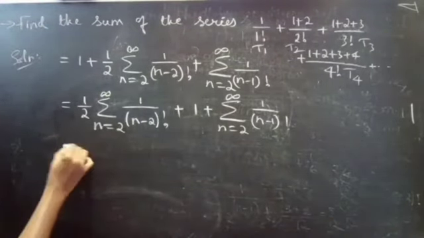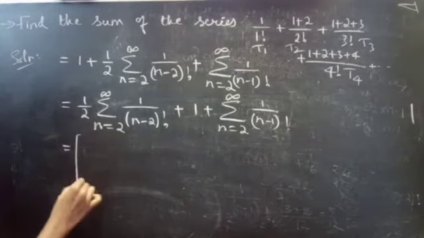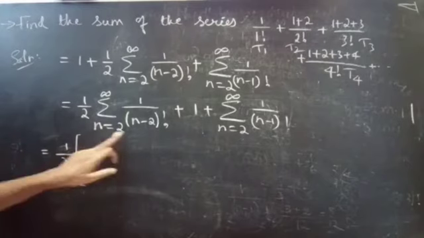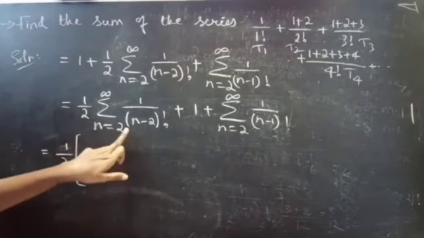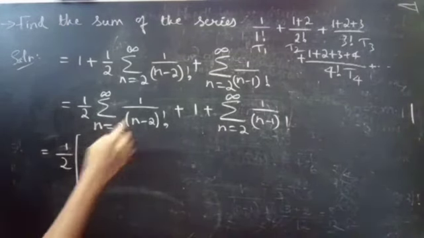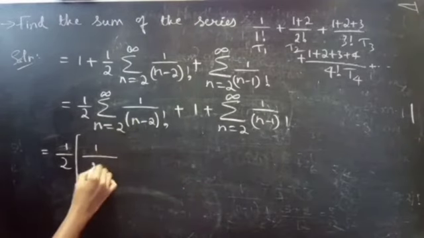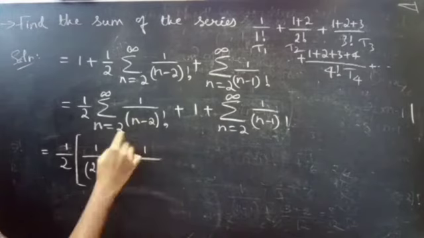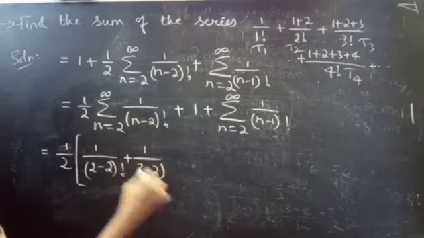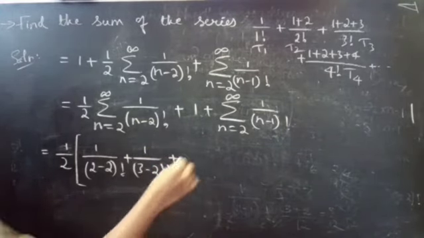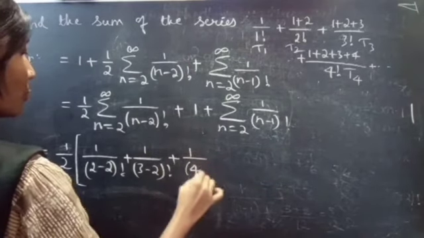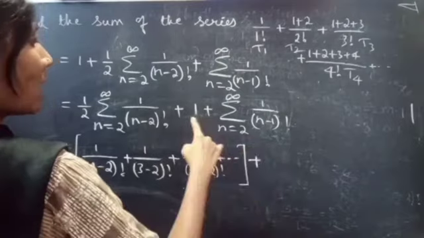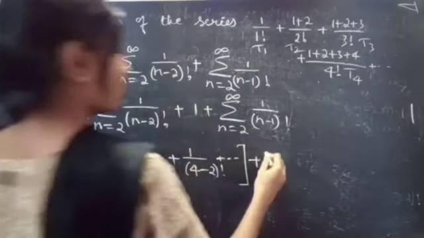So this equals 1 by 2 into, now substitute n equals 2 to infinity in this. So you'll get 1 by (2 minus 2) factorial plus, now put n equals 3, 1 by (3 minus 2) factorial, now put n equals 4. You'll get 1 by (4 minus 2) factorial and plus so on. Plus you're having this 1, right? Let it be 1 plus.